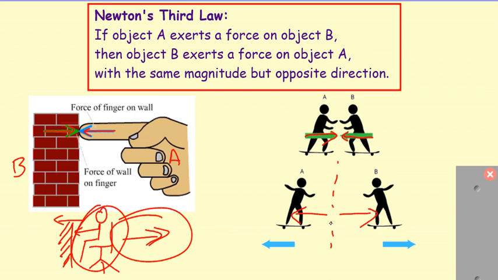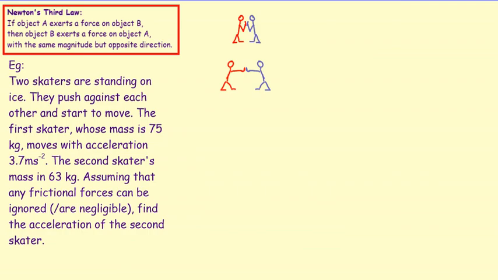And again, that's another demonstration of this equal but opposite force. And we're going to use that to model a few little problems. So here, basically, that very same problem, we've got two skaters, this time ice skaters rather than boarders. They push against each other and they start to move.